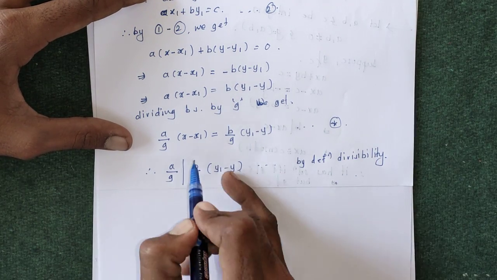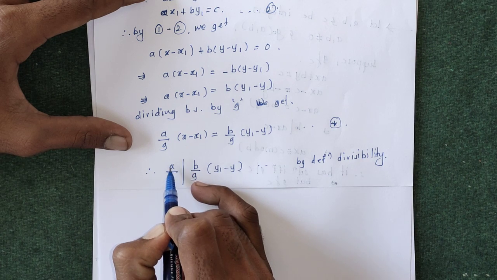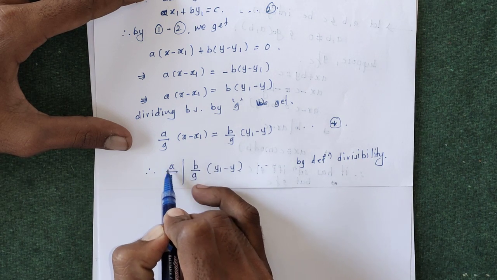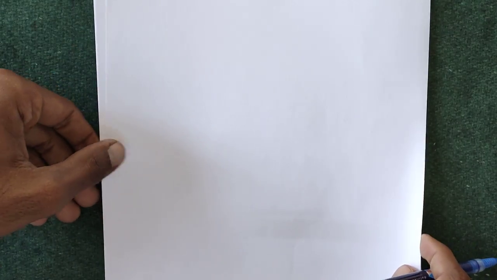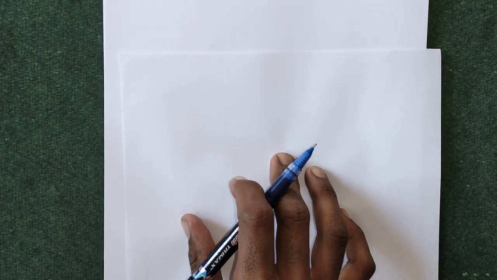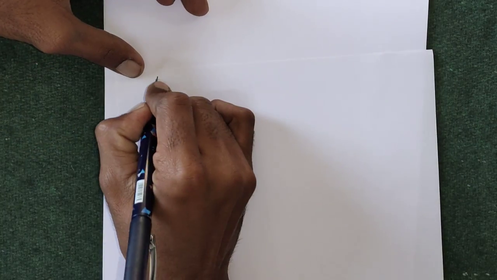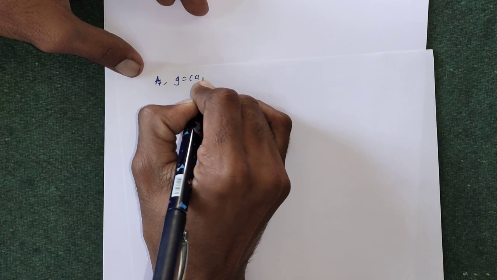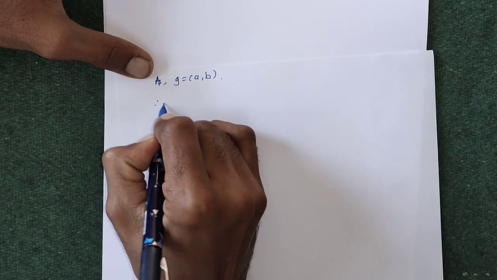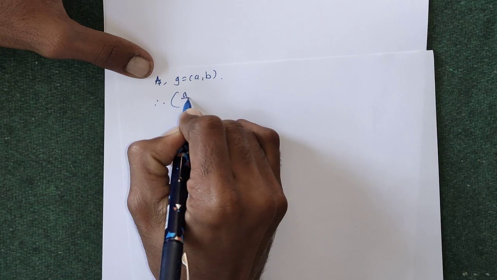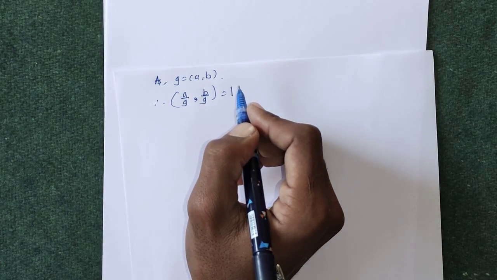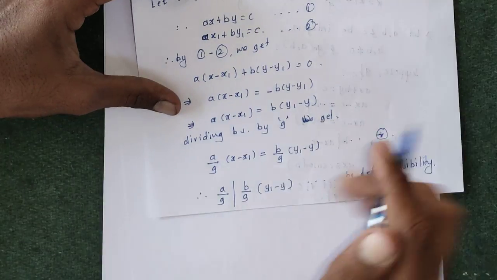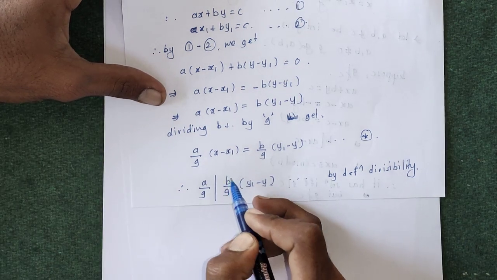Now as GCD of a and b is equal to g, the GCD of a upon g and b upon g will become 1, as g is the GCD of a and b. Therefore, if you divide the whole term by g, the GCD of a upon g and b upon g will become 1. Therefore, if the GCD of a upon g and b upon g is equal to 1, then we have the result.